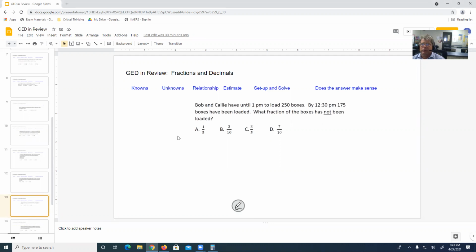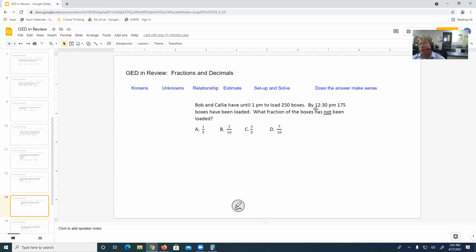So our next question: Bob and Callie have until 1 p.m. to load 250 boxes. By 12:30 p.m., 175 boxes have been loaded. What fraction of the boxes has not been loaded? So again, notice that it's not a really big problem, so reading it nice and slow is to your advantage. Bob and Callie have until 1 p.m. to load 250 boxes. So that's how many they have to load.